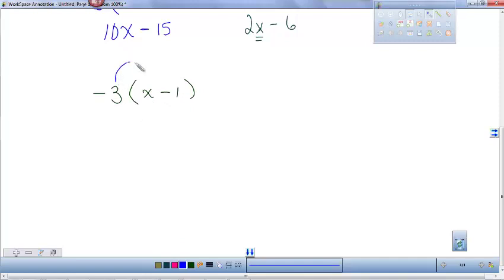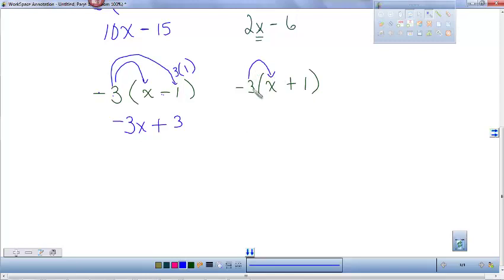So here I have negative 3 times x is negative 3x. And then I have 3 times 1. 3 times 1 is 3. And I have two negatives. So a negative and a negative make this a positive. And if I do negative 3 times (x + 1), I'm going to multiply again. I get negative 3x. And when I multiply here, 3 times 1 is 3. But now you have one negative and a positive. So because there's one negative, my answer is minus 3. Okay?